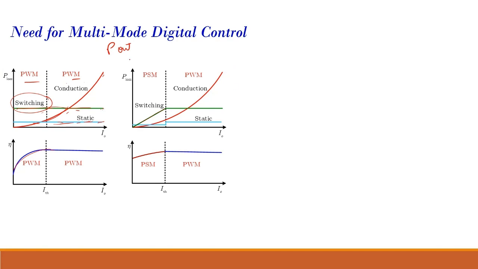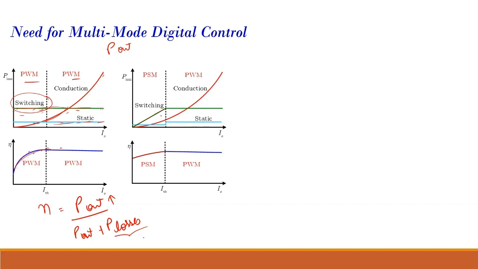As your output power is increasing, your efficiency is increasing, because efficiency is output upon output plus losses. As your output is increasing and your losses are assumed to be more or less the same, your efficiency will increase. This is shown in this graph with pulse width modulation. But at low load the efficiency is quite poor. And why is it poor? Because it is mainly due to the switching loss. This switching loss is fixed.